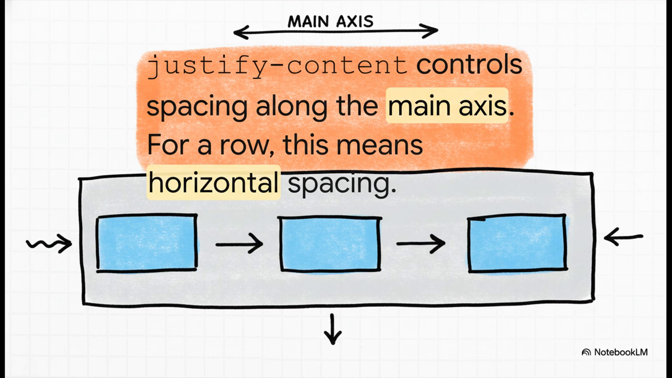And what's the main axis? It's just the direction you already set with flex direction. So if you chose row, the main axis is horizontal. If you chose column, it's vertical. It's that simple. For our navbar, justify content is what handles all the horizontal spacing.